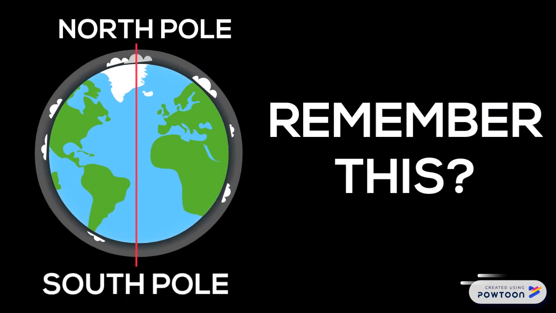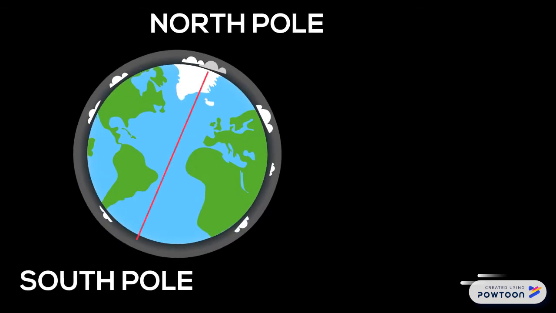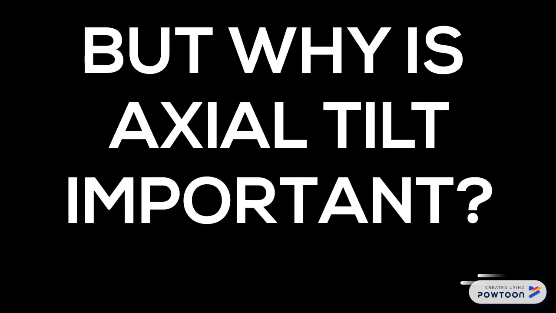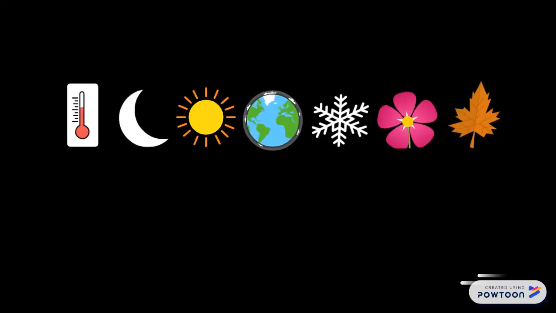Remember the imaginary line linking the North and South Pole? That's called the Earth's axis. The Earth's axis is actually tilted at an angle of 23.5 degrees. But why does that matter? What does it mean for Earth? Not too sure? Need a hint?